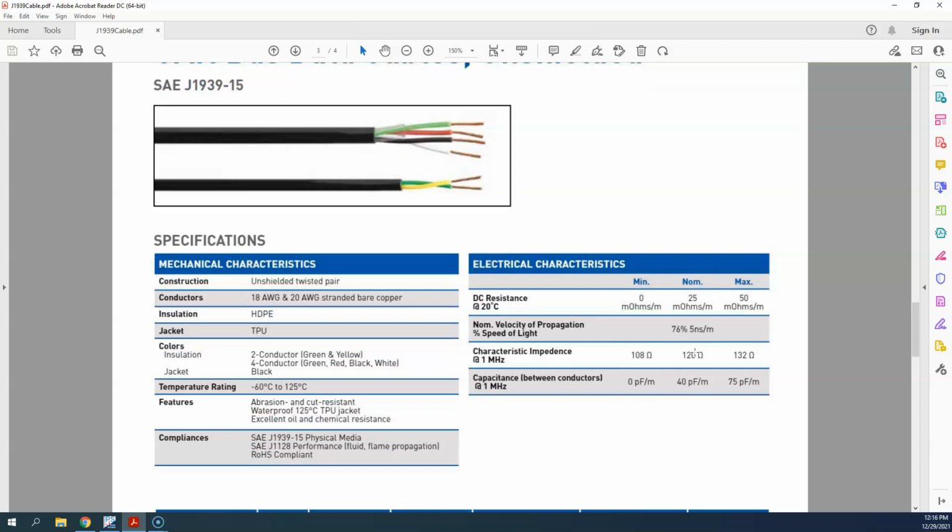Characteristic impedance. This is something which is a very difficult concept to explain. The best way I can put it is it's imaginary. You cannot measure this with a meter. It is a combination of what is known as the inductive reactance and the capacitive reactance. So even though the wire is a straight piece of wire, it is an inductor.